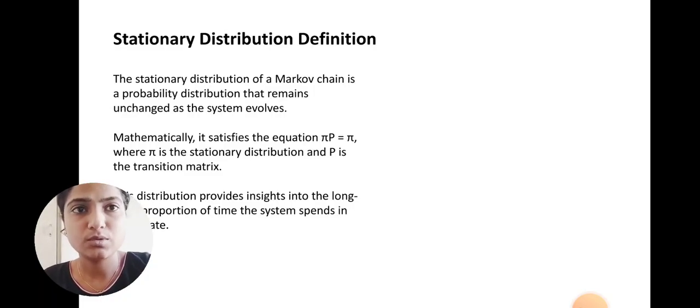Stationary distribution definition. The stationary distribution of a Markov chain is a probability distribution that remains unchanged as the system evolves. Mathematically, it satisfies the equation pi P equals pi, where pi is the stationary distribution and P is the transition matrix. The distribution provides insights into the long-run proportion of time the system spends in each state.